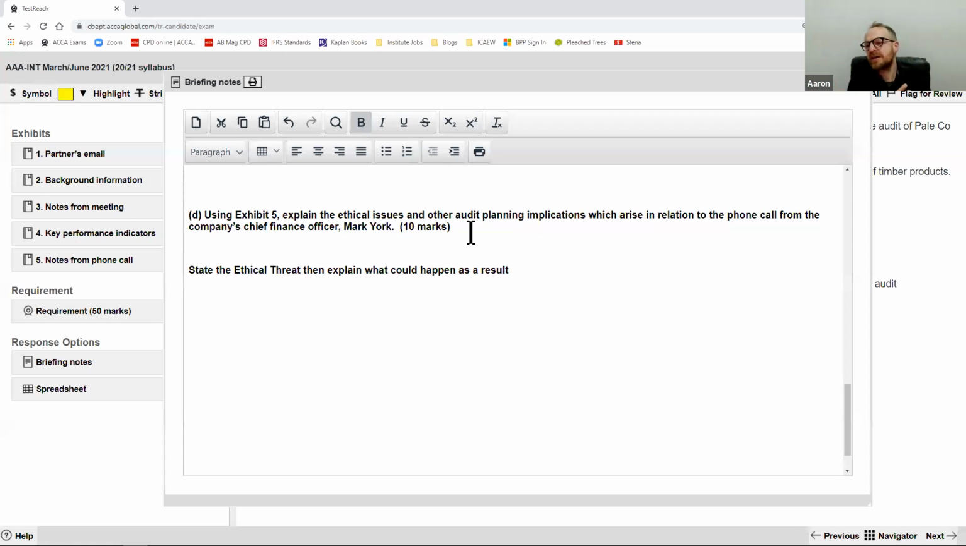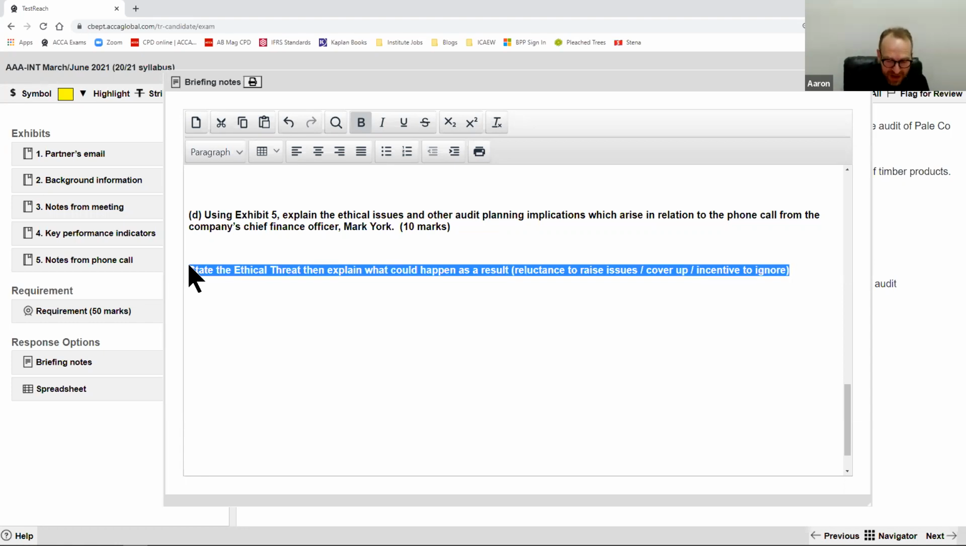The threat is not the fact that they are related to each other. The threat is the fact that the judgment of the auditor could be compromised by the relationship. They could be reluctant to raise issues. Okay, so you're looking for things here like reluctance to raise issues, cover up things even, incentive to ignore issues. You know, that's the sort of thing that can happen as a result of the threat.